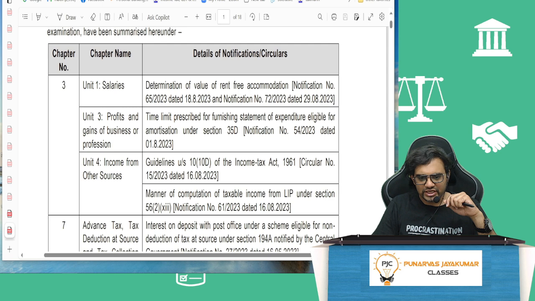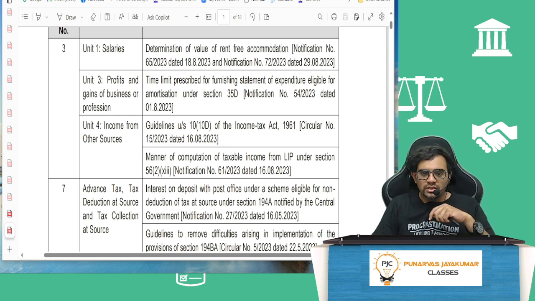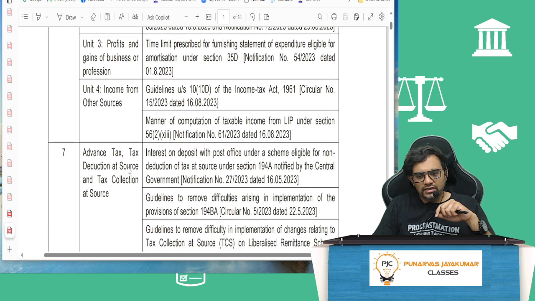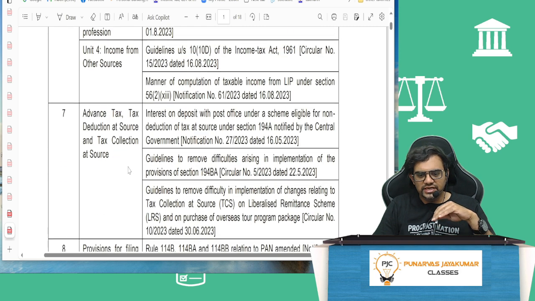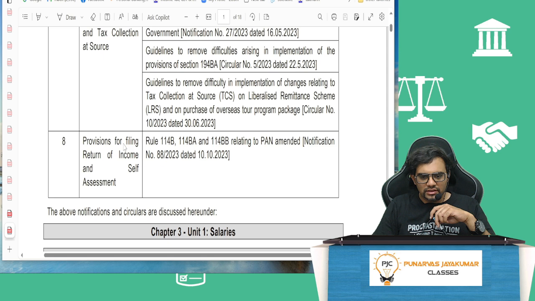Basically the changes are very minute changes, but of course important changes, and you can expect these questions in the exam. Salaries, profits and gains of business or profession, income from other sources. With respect to life insurance policy 10(10D) exemption, there is a change, and a little bit of advance tax, TCS, TDS, etc. Especially TCS, a very important change has come with respect to the TCS on the Liberalized Remittance Scheme, and some provisions relating to return of income, etc.